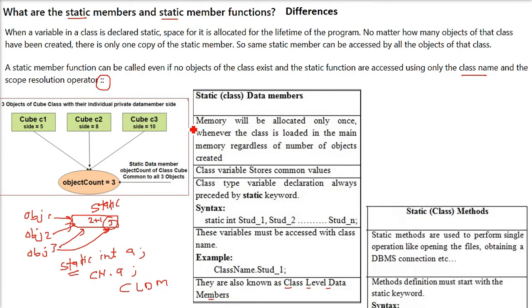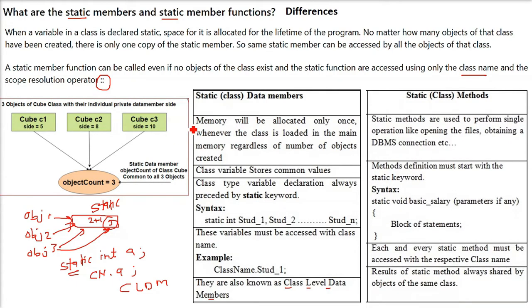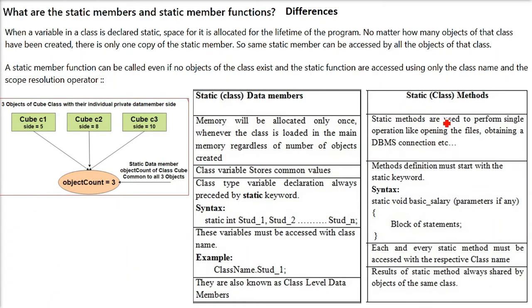Now coming to the static or class methods. Static methods or static functions, you can call them. Static methods are used to perform only a single operation or function. Like when you want to open a file, opening a file will not be done again and again. And you are making a database connection, a DBMS connection, ODBC or JDBC. You are doing it only once. For that you need a static method.